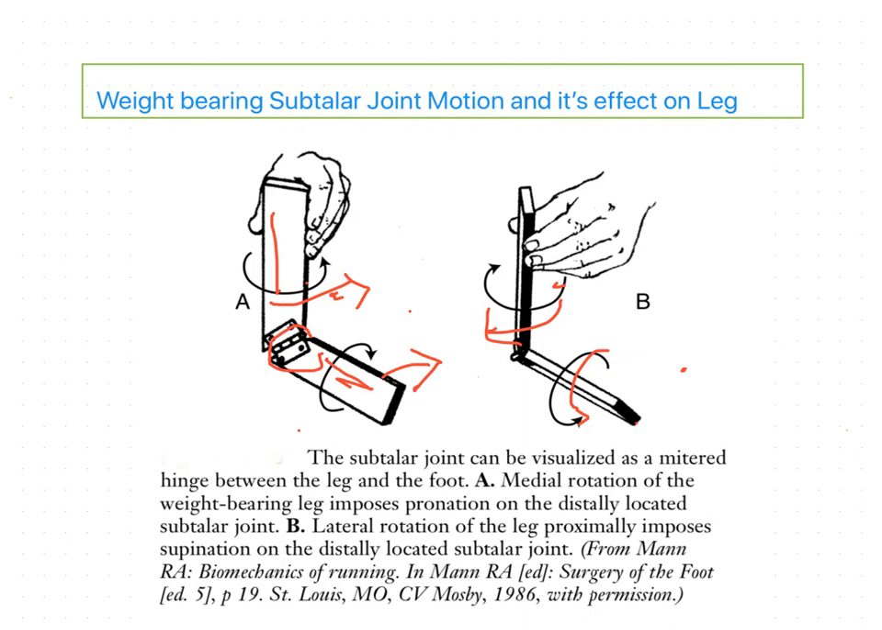So these are the effects of subtalar joint motion, which cause a rotation of the leg. So these are all the subtalar joint functions during non-weight bearing and weight bearing, and now we will see the range of motion of the subtalar joint. Yes, here we will move on to the subtalar joint range of motion.